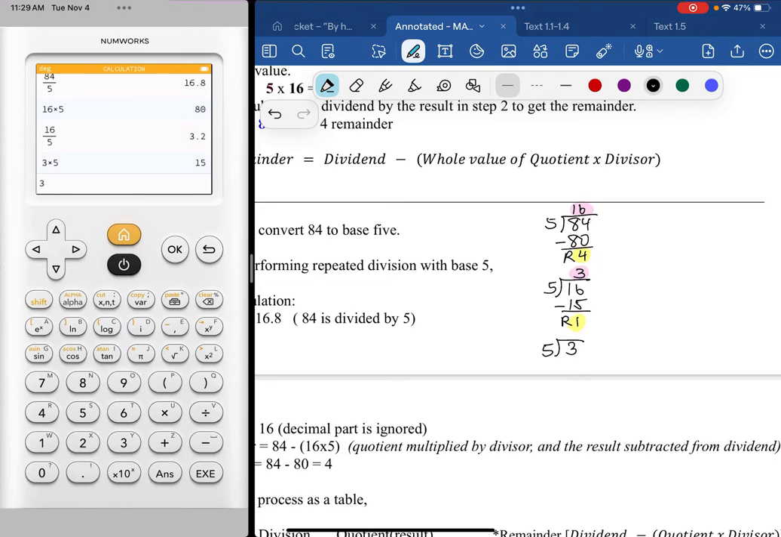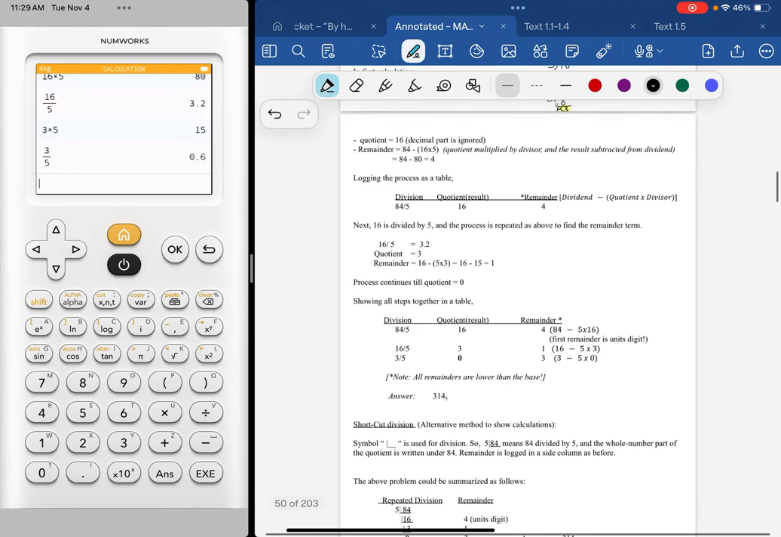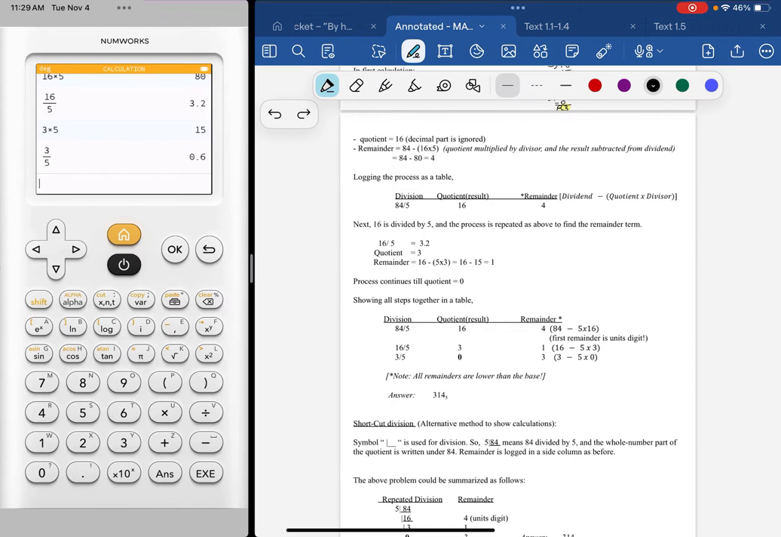You could do 3 divided by 5 to follow the algorithm. You get 0.6, drop your decimal, it's just 0. Then I would subtract off the 0, which is, well, I'm not subtracting anything, and I get a remainder of 3. All right? So once I get down to a 0, what I'm going to do is take stock of my remainders, whatever they happen to be, and those are going to make up my numerical value in base 5.